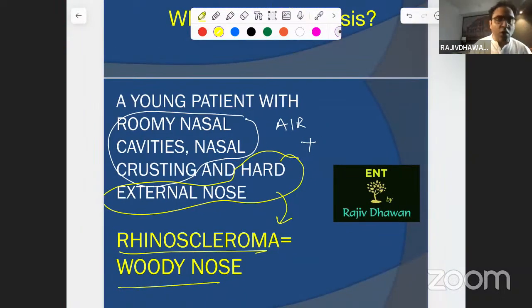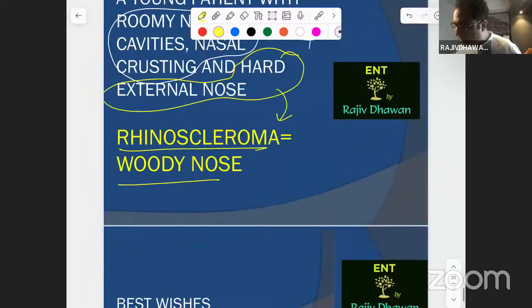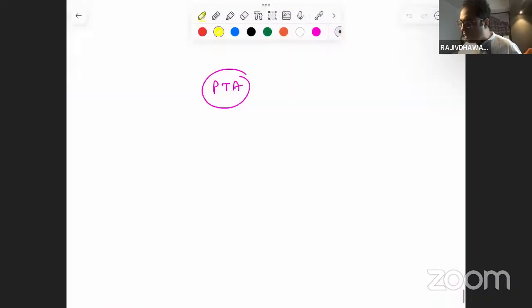Two famous questions of your paper, beta. Quinsy-like MCQ, like trismus, hot potato voice, uvula pushed to the side, plus outer neck swelling close to the angle of mandible is parapharyngeal abscess, beta. And atrophic rhinitis-like MCQ: crusting, bad smell from nose, wide cavities. Along with that, if hard external nose is written, it is rhinoscleroma or woody nose, beta. Rhinoscleroma, woody nose, beta.